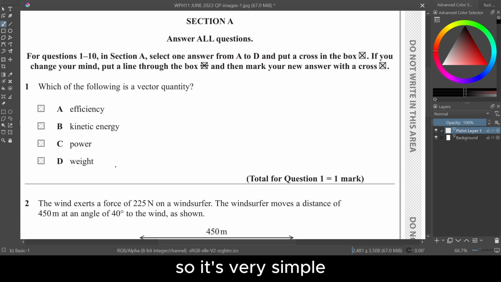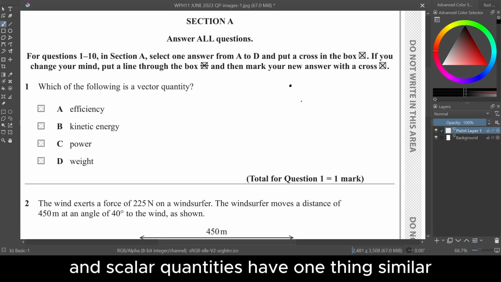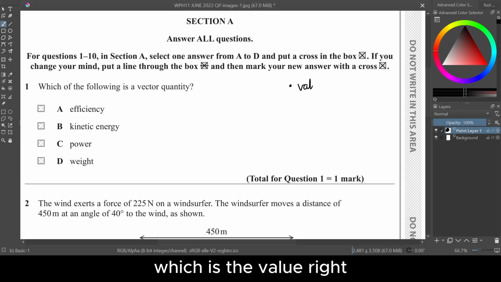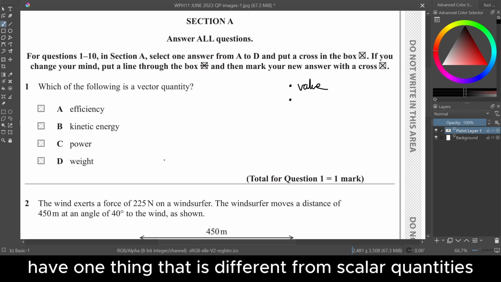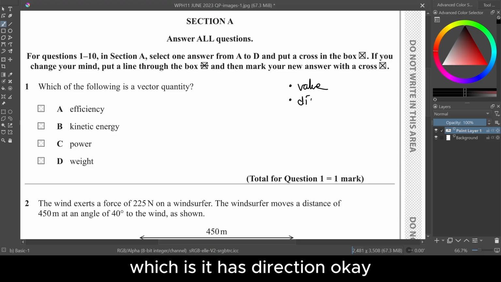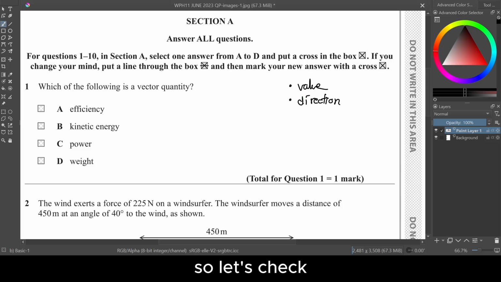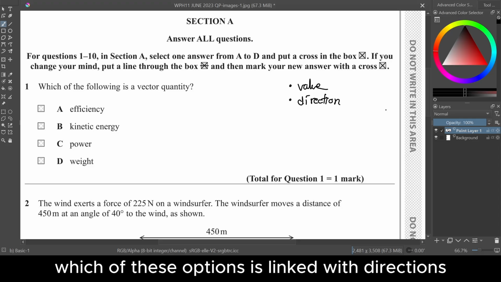So it's very simple. Vector quantities and scalar quantities have one thing in common, which is the value, right? It has some sort of value. But vector quantities have one thing that is different from scalar quantities, which is that they have direction. Okay, so let's check which of these options is linked with direction.